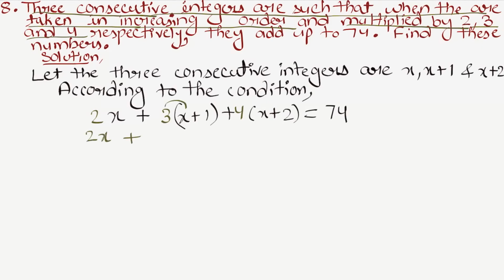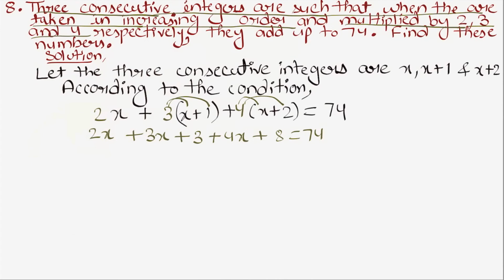Now to the next line, 2x plus, now solving the bracket, 3 into x is 3x, 3 into 1 is 3, again plus 4 into x is 4x, plus 4 into 2 is 8, is equal to 74. First we are going to bring like terms together, that is 2x plus 3x plus 4x. We can include this inside a bracket also as x into bracket 2 plus 3 plus 4, which is nothing but 9. And constant term 3 plus 8 is 11.